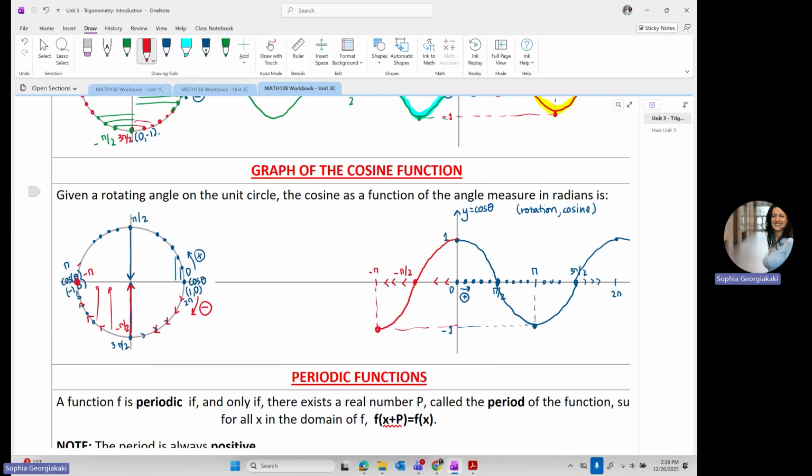After I hit negative pi and I keep rotating in the negative direction, my cosine will be negative but increasing until rotation -3 pi over 2, where I will have a cosine equal to 0. And then if I keep going, I will be back in quadrant 1, where my cosine will be positive until I hit -2 pi, where the cosine will equal 1.